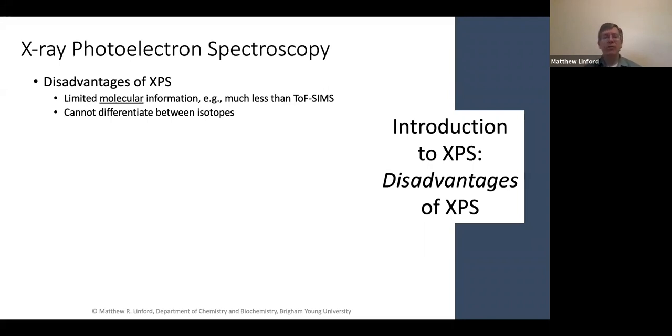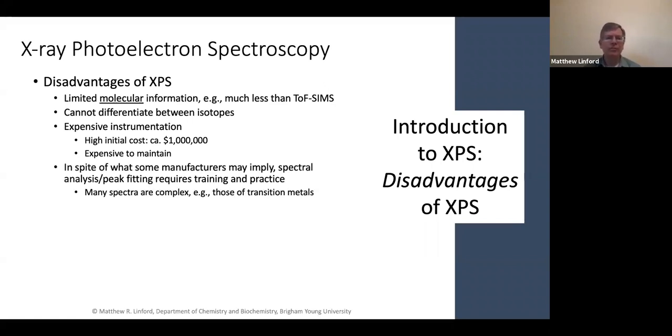XPS doesn't allow you to differentiate between isotopes. Mass spectrometry obviously does. As I mentioned, the instrumentation is just expensive. Plan on putting out $500,000, $1 million, $1.5 million. And I should also say it's not free to maintain. It'll probably cost you $30,000, $50,000 a year to maintain your instrument. And in spite of what some manufacturers may imply, spectral analysis and peak fitting requires some training and practice.